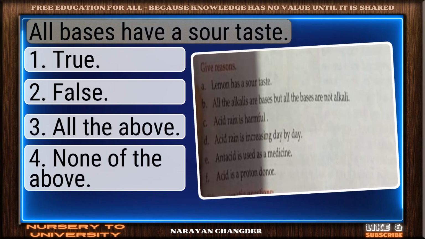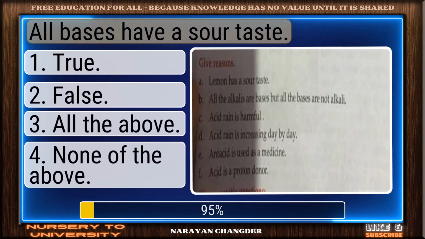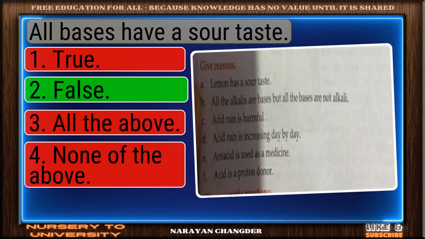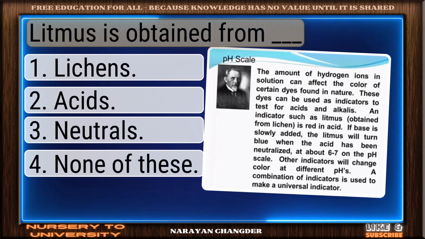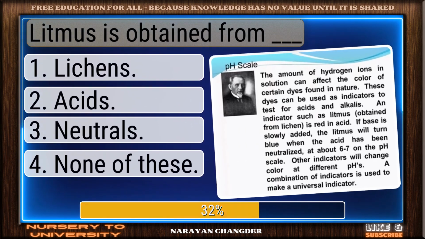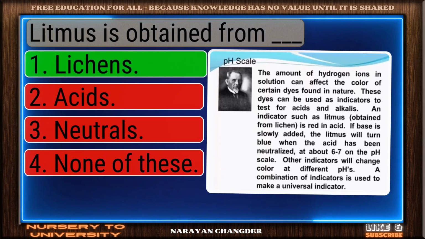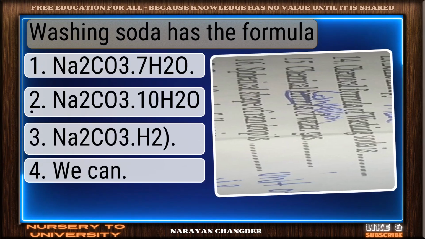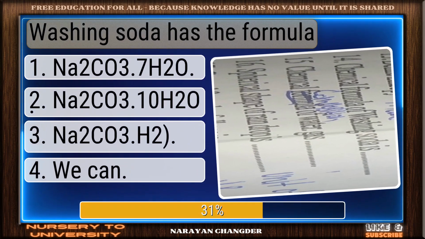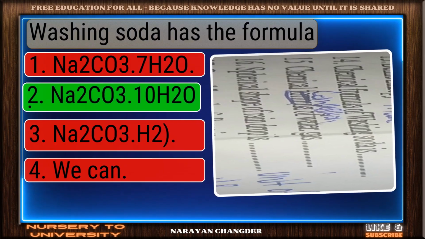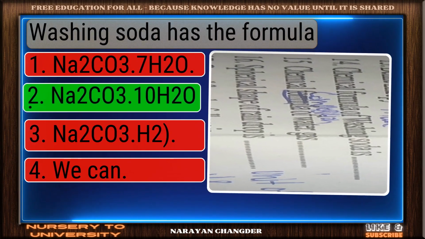Question number 175. All bases have a sour taste. Strong choice. False is the right answer. Question number 176. Litmus is obtained from dash. Great job. Lichens is the accurate answer. Question number 177. Washing soda has the formula? Great thinking. Na2CO3 is the right choice.